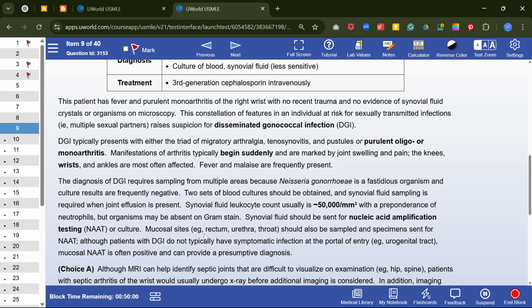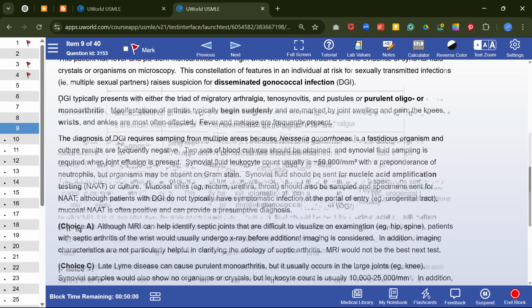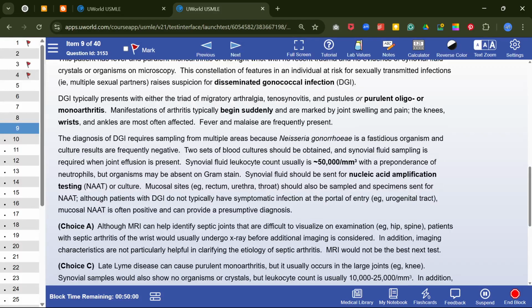Fever and malaise are frequently present. The diagnosis of DGI, disseminated gonococcal infection, requires sampling from multiple areas because Neisseria gonorrhoeae is a fastidious organism, and culture results are frequently negative. Two sets of blood cultures should be obtained, and synovial sampling is required when joint effusion is present.